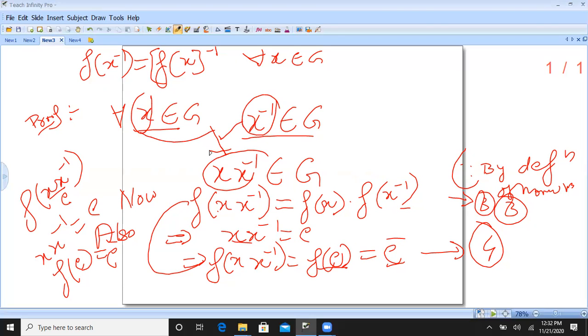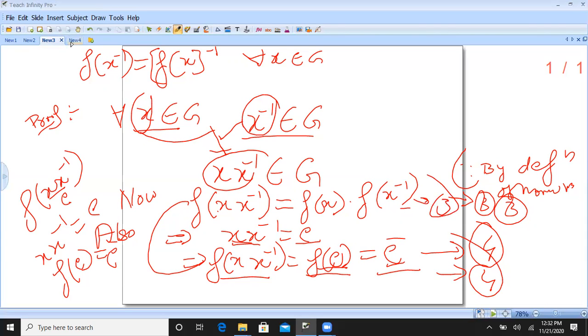So next, by applying the definition of homomorphism we can say that f of x into x inverse is equal to f of x into f of x inverse. So by the values we can say that x inverse is e. So next f of x inverse is equal to f of e, and f of e is e bar inverse. It is equation number 4. This is equation number 3.